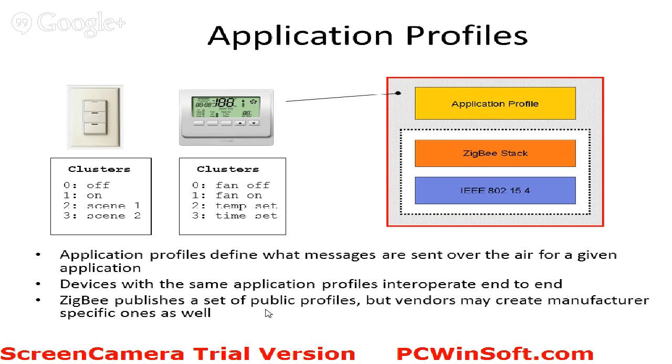But with a ZigBee certified product, then what do I mean by application profiles? Here you can see I told you the cluster. These are the attributes of a particular cluster. Fan off, fan on, temp set, time set. Then there is another switch cluster, off, on, scene 1 and scene 2.